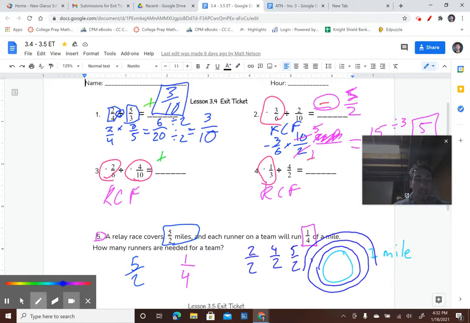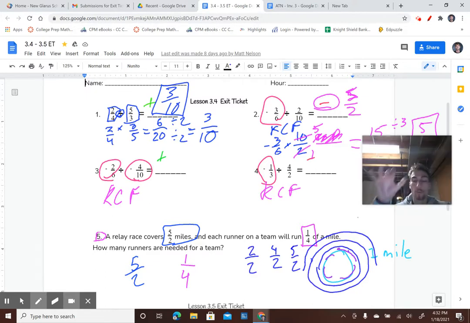So let's go ahead and do that in purple. Each runner is going to be running 1/4. So that'd be 1/4 here, 1/4 there, 1/4 there, 1/4 there. So it'd take 4 runners to run a full mile. All right, so let's use keep change flip to see how many runners it would take if we ran 5 halves of a mile.